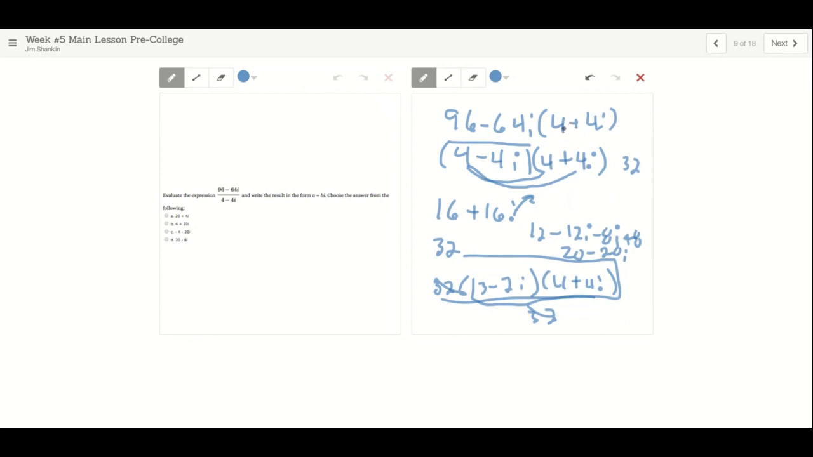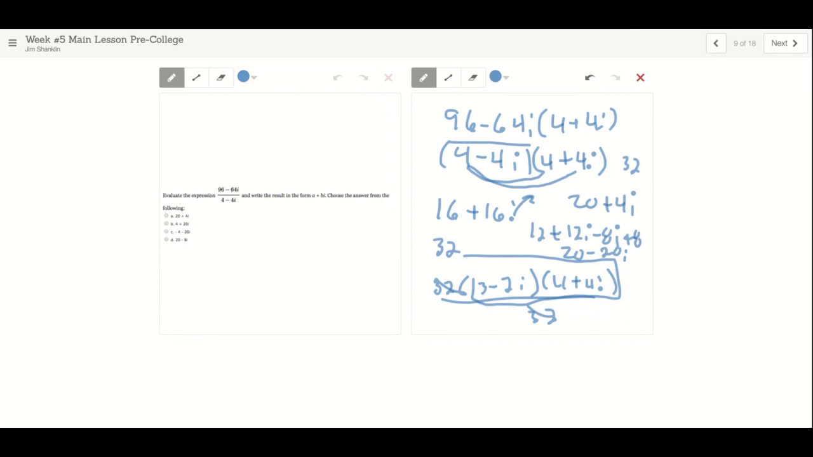Okay, so where did I make my mistake here? If I multiply across, I end up with 12. Oh, that would be a positive 12i. So that's going to be positive 12i minus 8i, so that's 4i. So that's going to be 20 plus 4i. Sorry about that. Okay, so it should be 20 plus 4i.